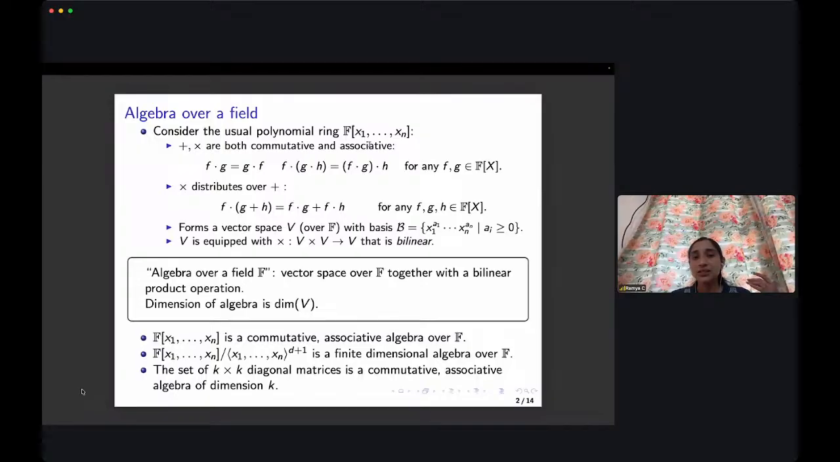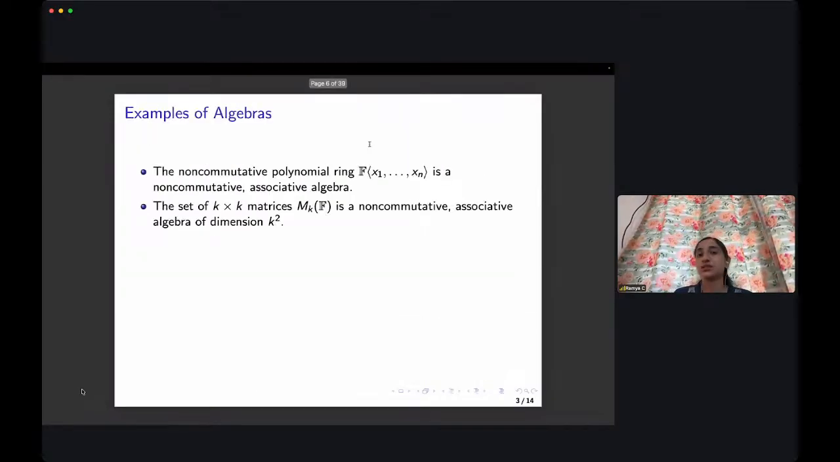And multiplication need not always be commutative and associative. So here are some cases where it is not commutative. For example, the non-commutative polynomial ring is an algebra which is again infinite dimensional, where product is both non-commutative and associative. And matrices, the set of all k cross k matrices, they also form a vector space. And matrix multiplication again is a bilinear operation. It is non-commutative, but matrix multiplication is always associative. And this is a finite dimensional algebra. So here are some examples of algebras that are associative, but not necessarily commutative.